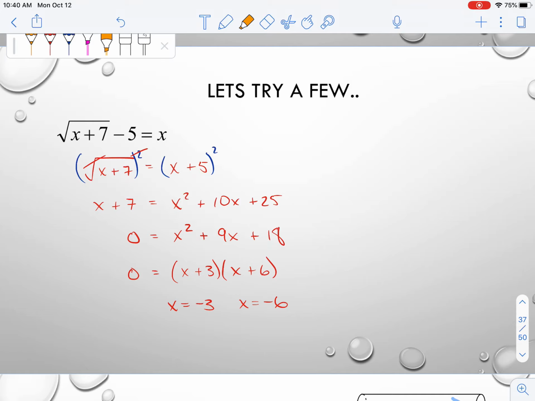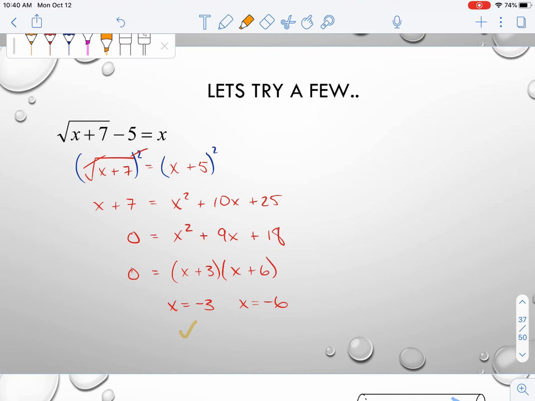So if I substitute x equals -3 into my original equation, inside the square root I have -3 plus 7, which is going to be 4. Square root of 4 is 2. 2 minus 5 is -3, and this one does check out. For my next solution, we're going to have -6 plus 7, which is going to be 1. Square root of 1 is 1. 1 minus 5 is -4. -4 does not equal -6. So we found an extraneous solution.